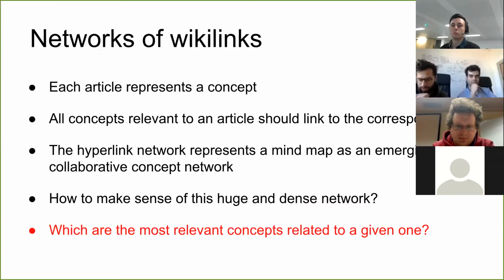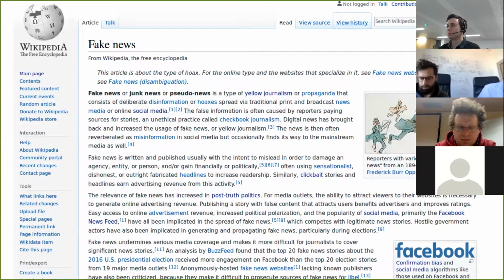So we can see this as a giant mind map, but it is hard to make sense of this network. It's huge. Actually, we have retrieved the whole network. We have created a very huge dataset for this. And so how to make sense of this dataset? The main question for us was, which are the most relevant concepts with respect to a given one? So given this article Fake News, which are the most relevant concepts?